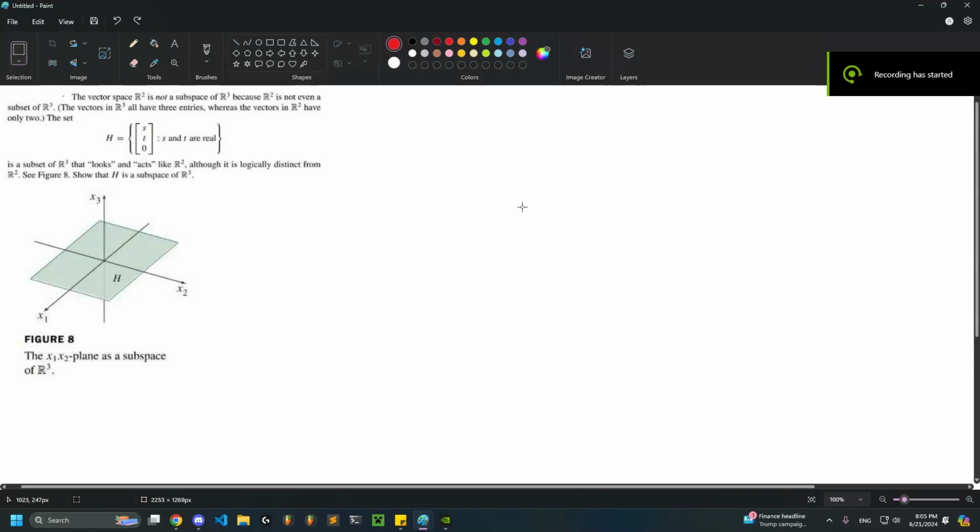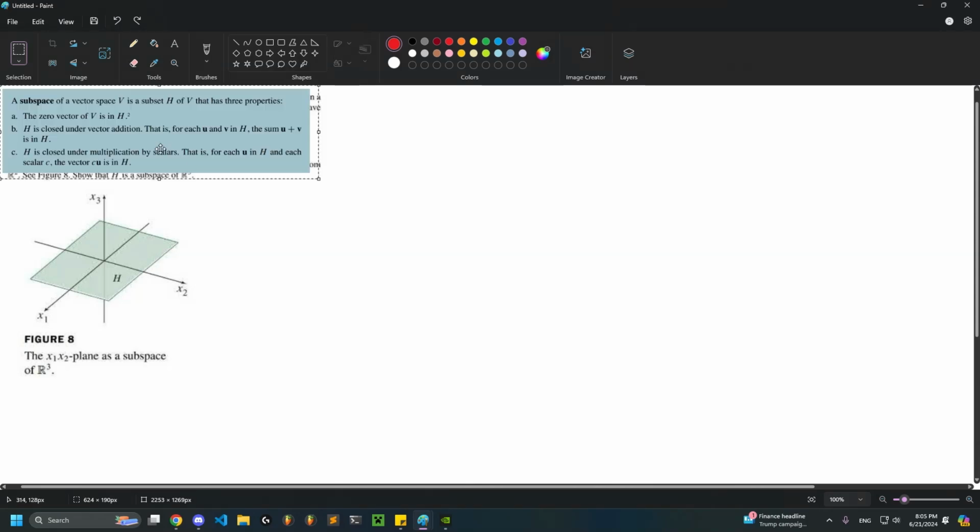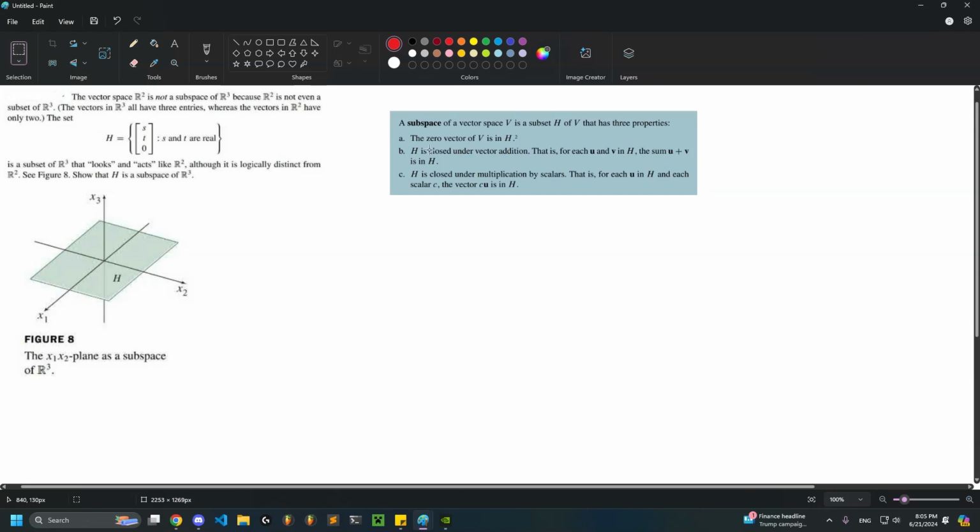So for this example, we have a set H where we have a variable s, a variable t, and then 0 at the end. So what we need to do is show that H is a subspace of R3. In order for H to be a subspace of R3, we need these three things to hold true: the 0 vector of V is in H, H is closed under vector addition, and H is closed under multiplication by scalars.